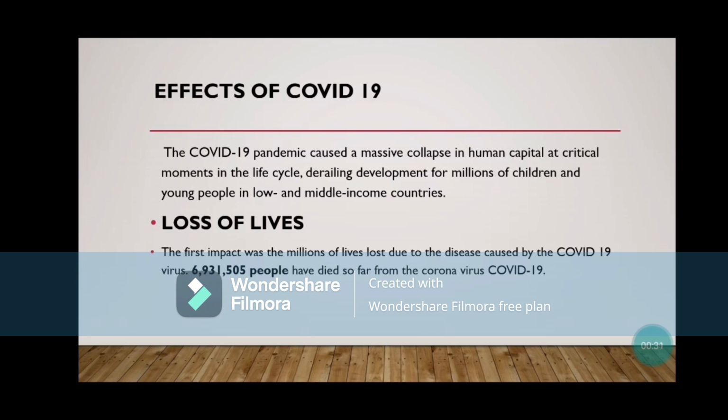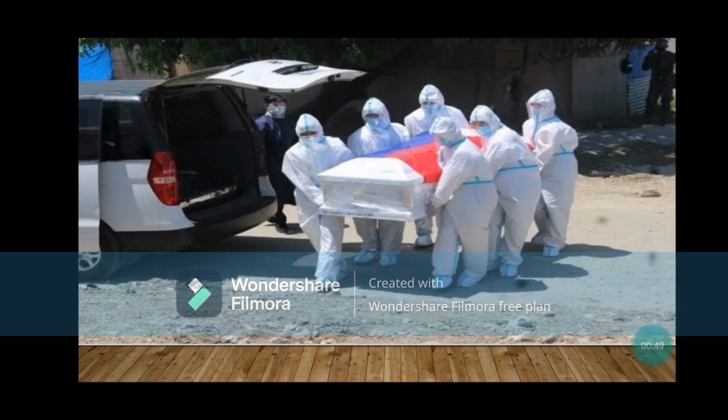Number one, loss of lives, which was the basic and the worst thing ever. The first impact was the millions of lives lost due to the disease caused by the COVID-19 virus. Approximately 6 billion people have died so far from the coronavirus COVID-19. Let's have a look at this picture. This picture tells how bad the situation was at that time.